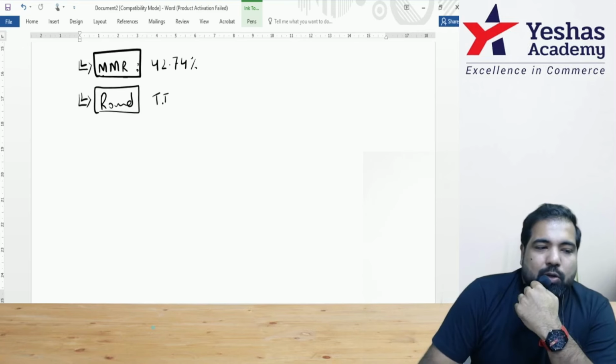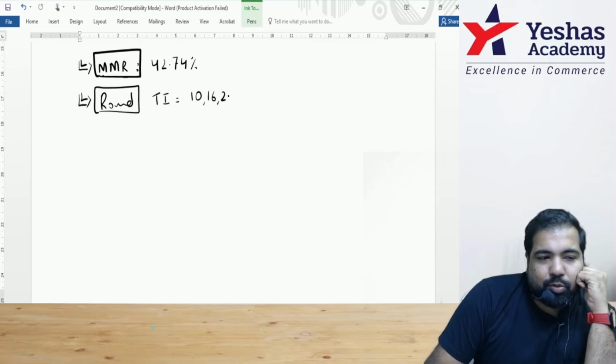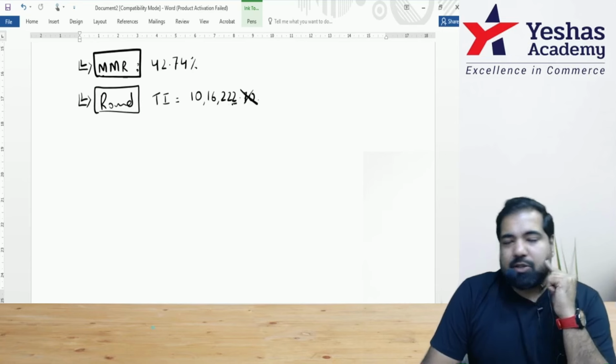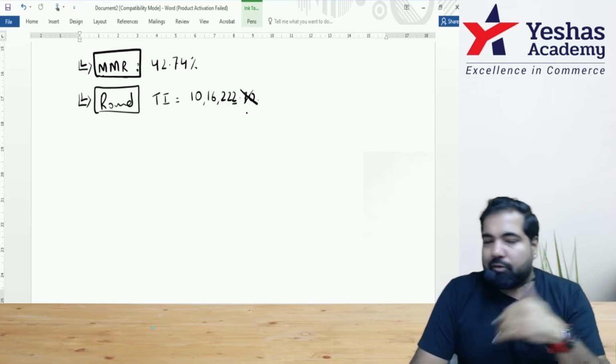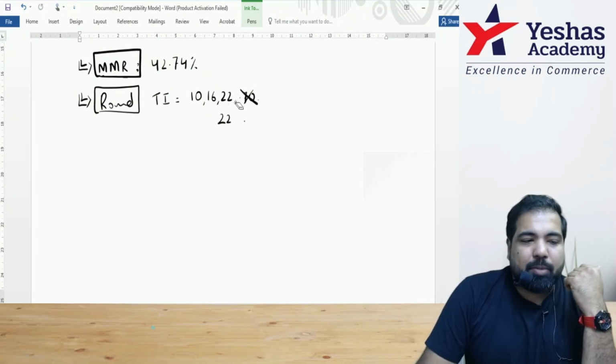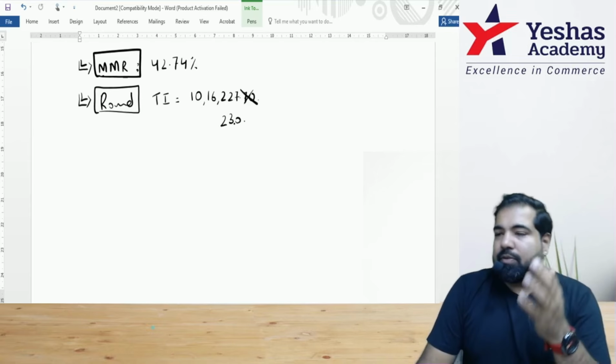First is total income. You see the last digit. If your total income is 10 lakh 16,222.7, then what will you ignore, guys? The 7. And for 222, you see the last digit. If the last digit is less than 5, it will go to the earlier, 220. And the same number, but if the last digit is, let's say, 227, then it will become 230. This is called nearest 10.